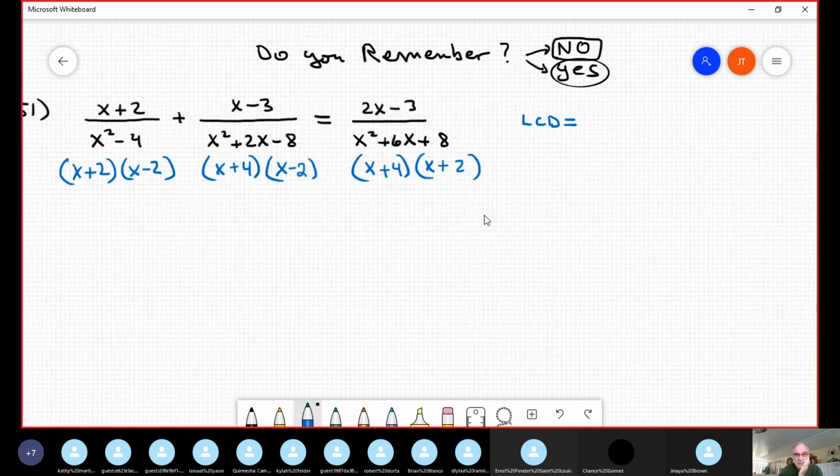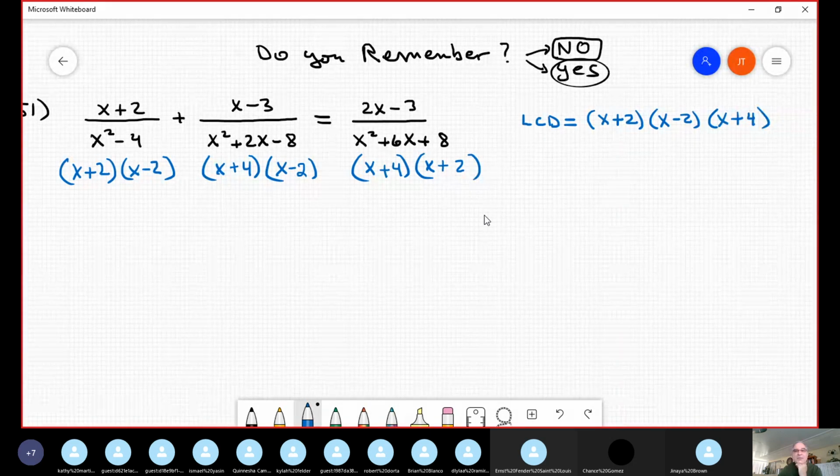x plus 2. Only one x minus 2. Only one x plus 4. Exactly. Only one, because of the repetition, you take only one.